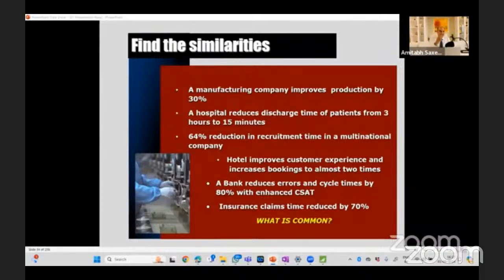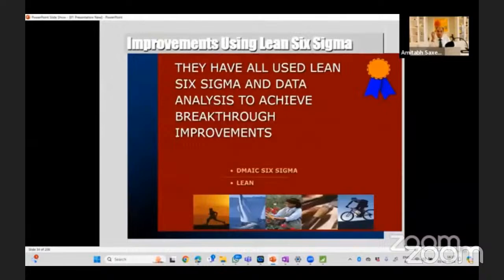And we have got Shashank, talking about data analysis, etc. And almost all of you are right, because yes, they are. One more common thing is that they are all Lean and Six Sigma projects.